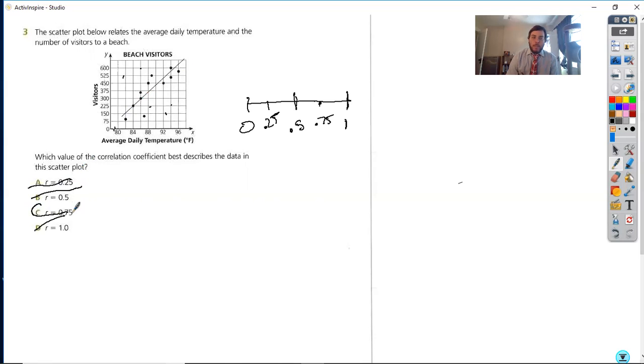So 0.75 is a pretty good number here. That's going to show that we're going in that general direction, and that all of the points originally given to us are pretty close to the line of best fit. So 0.75 is your answer. For 1.0, remember it had to be exactly on the line. And then 0.5 and 0.25 don't show a strong correlation really at all.